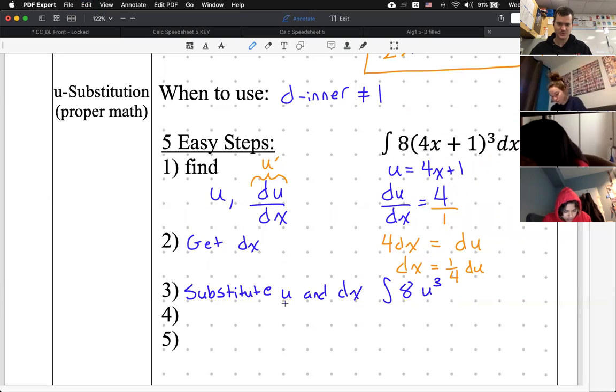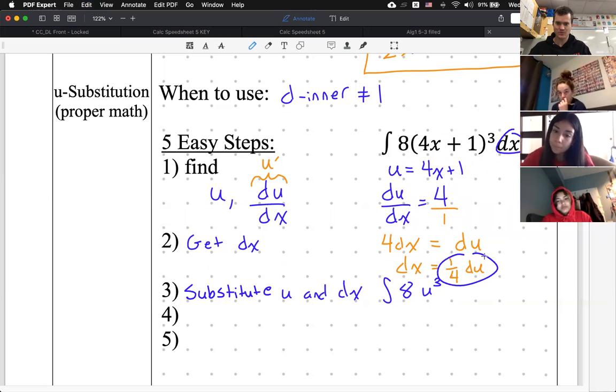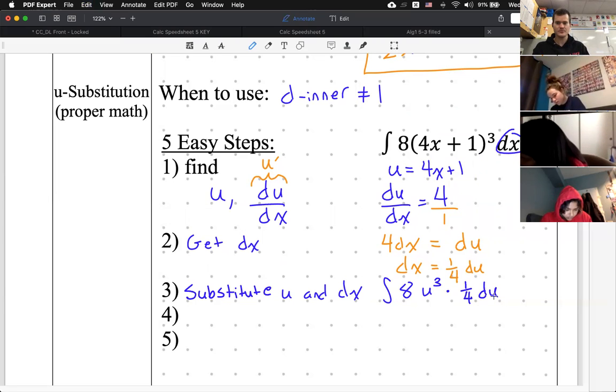Okay, so I did my substitution with u. And I also need to substitute out the d of x. So I have d of x over here, but I solved for that. That was the whole point of doing step number 2. D of x is 1/4 du. So this is going to be times 1/4 du. And you probably want to rewrite this to make it a little bit easier on yourself. So 8 times 1/4 is 2. So I can say that this is really the integral of 2u cubed du.